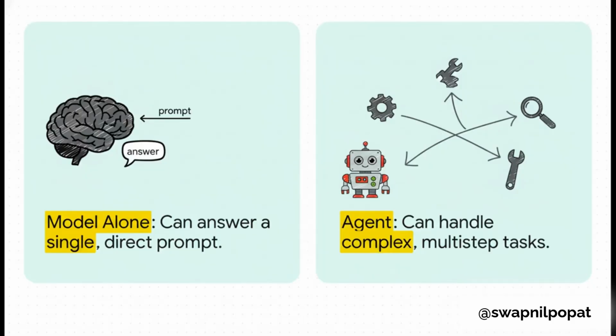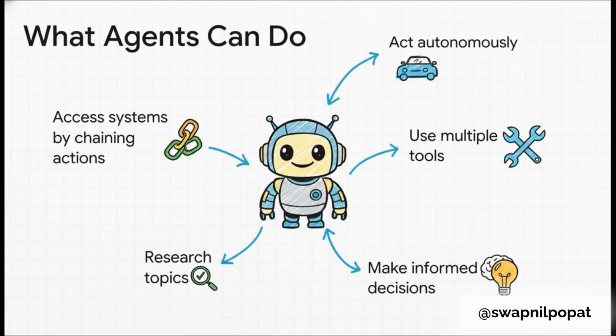And this really highlights a crucial difference. A model all by itself is fantastic for a single direct prompt, but an agent can handle those complicated multi-step jobs. It's the difference between asking, "What's the weather?" and saying, "Hey, plan my entire weekend trip and make sure it's based on good weather." So agents can operate on their own, using a whole bunch of different tools to make decisions without needing you to hold their hand the whole time. They can go out and research topics, troubleshoot code, or access totally different systems, basically chaining all these actions together to achieve a really complex goal. Think of them as the independent problem solvers of the AI world.